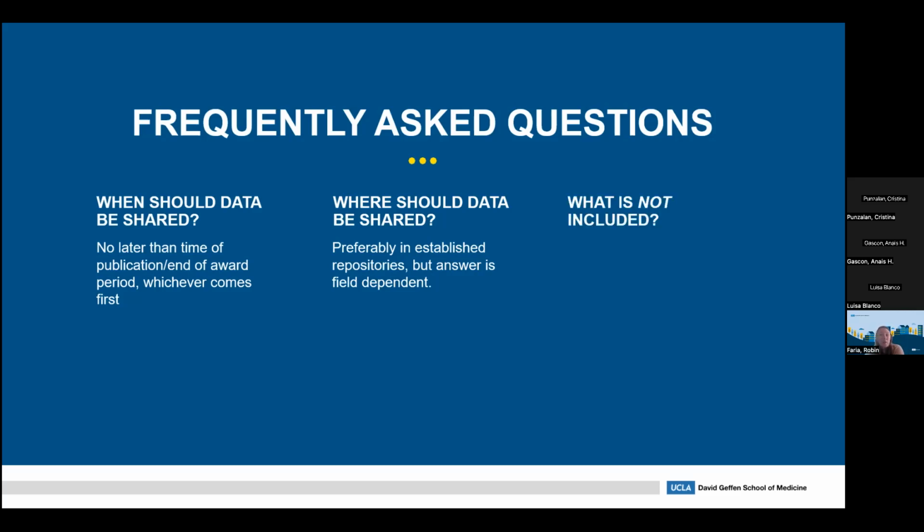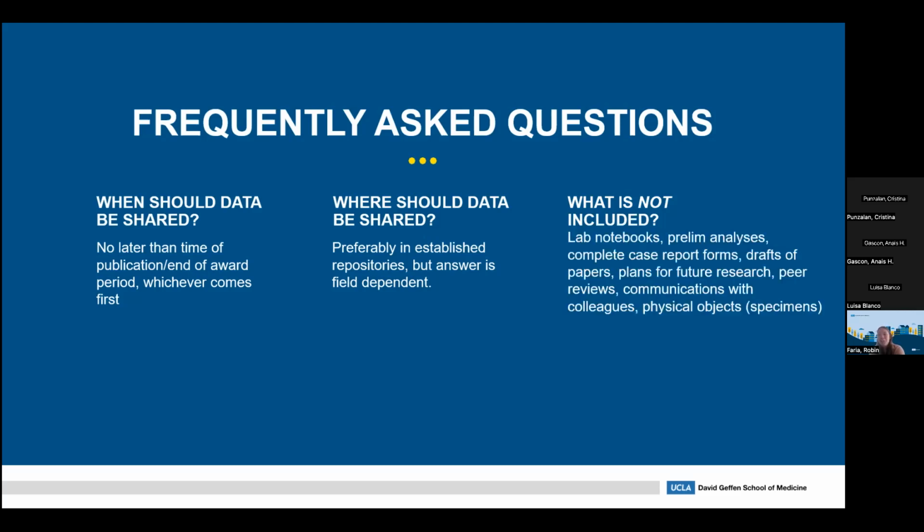What is not included when they talk about data sharing, or even the definition of data? The NIH carves out a couple of things that you are not responsible for sharing. That includes lab notebooks, case report forms, drafts of papers that you plan to publish, peer reviews, or communication like emails or notes with other colleagues. The physical objects themselves, the specimens, would not be considered data either. While all of these are a form of data, they don't fall under the data sharing plan requirements. So you're not going to be asked to share your lab notebooks, for instance.